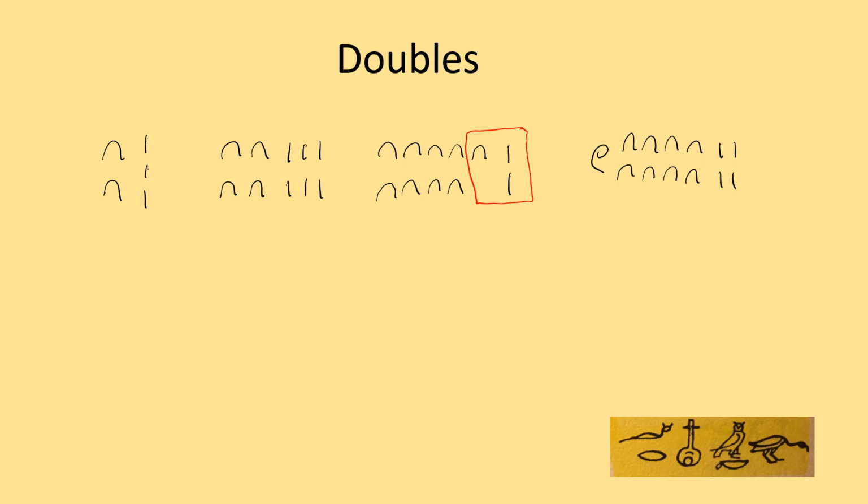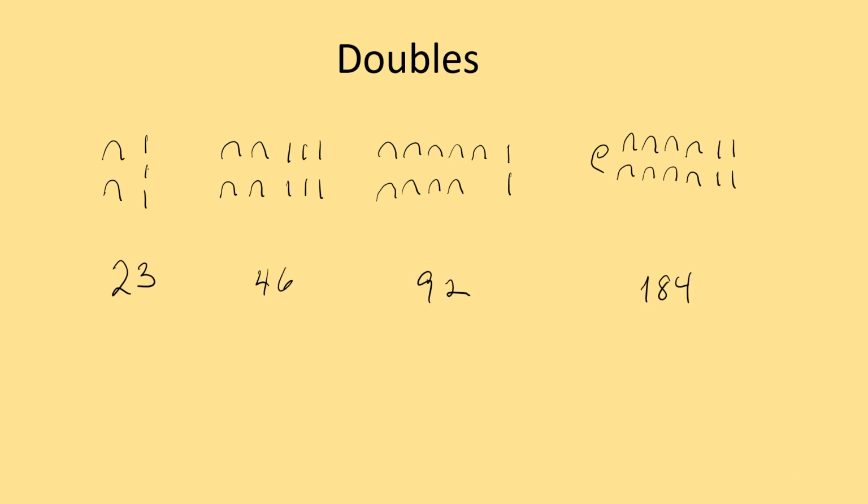And then finally, when I double the 9 10s, I will get one group of 100 and 8 10s left over, or 8 additional 10s, and then 4 1s. So this relationship between the number 23 and its doubles can be represented either using Medu Neter symbols or Hindu Arabic symbols. Both representations are accurate and true.